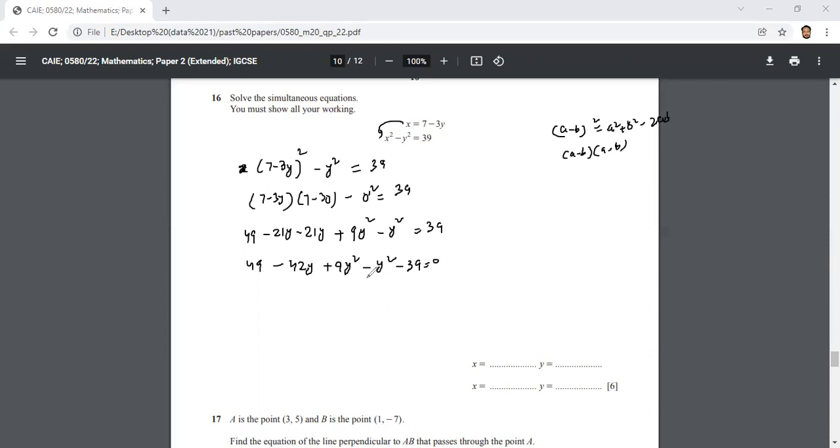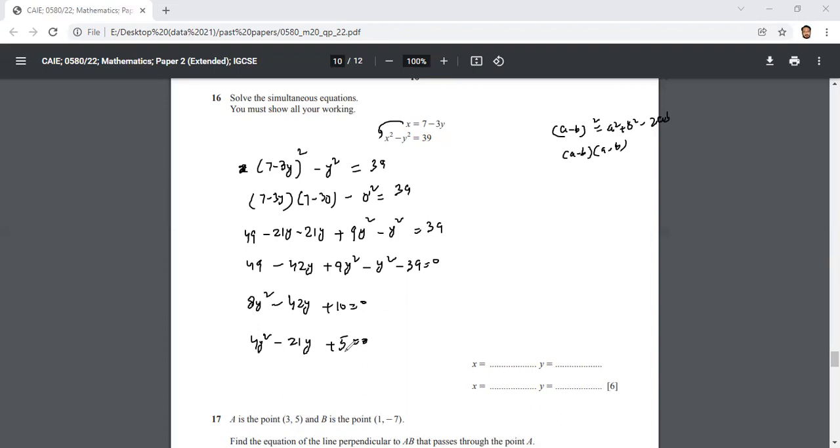9y squared minus y squared gives us 8y squared, then we have minus 42y, and 49 minus 39 gives us plus 10. Now all are divisible by 2, so we can divide by 2, and we get 4y squared minus 21y plus 5 equals 0.